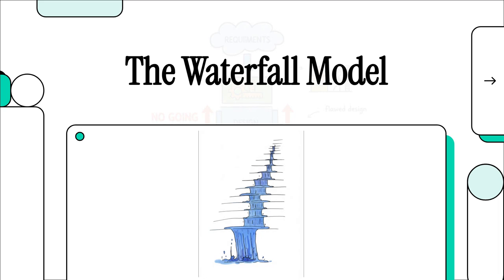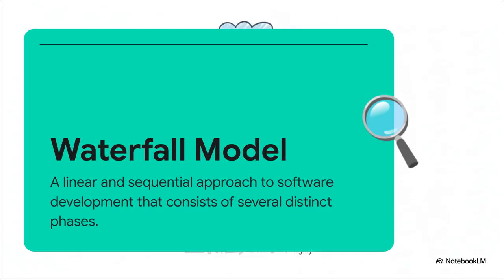Ever stop and think about how our incredibly complex digital world actually gets built? Every app, every website, it all has to start with some kind of plan. Well, today we're going to look at the OG blueprint, the very first model that tried to bring order to the chaos of creating software, the waterfall model. Okay, so let's get right into it.